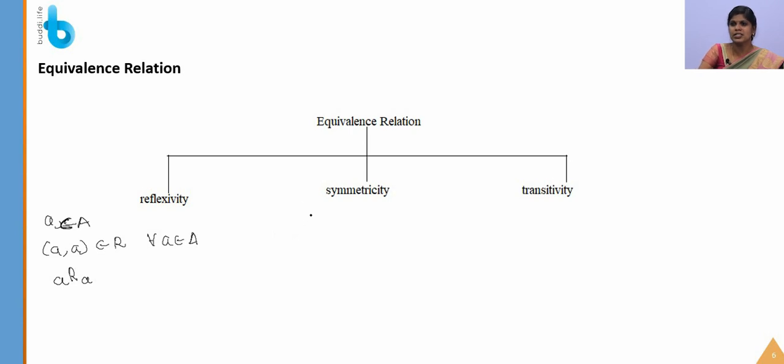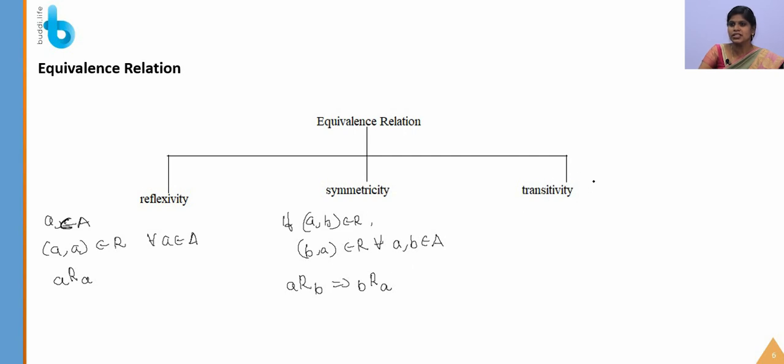Next, come to the symmetricity. If (a, b) belongs to R, then we should have (b, a) also belongs to R for all a, b belonging to set A. That is, when the relation is defined on set A, and if (a, b) belongs to R, then (b, a) also should belong to R. Otherwise you can say, if a is related to b, then b is related to a if the relation is symmetric, if the relation satisfies the symmetricity condition.